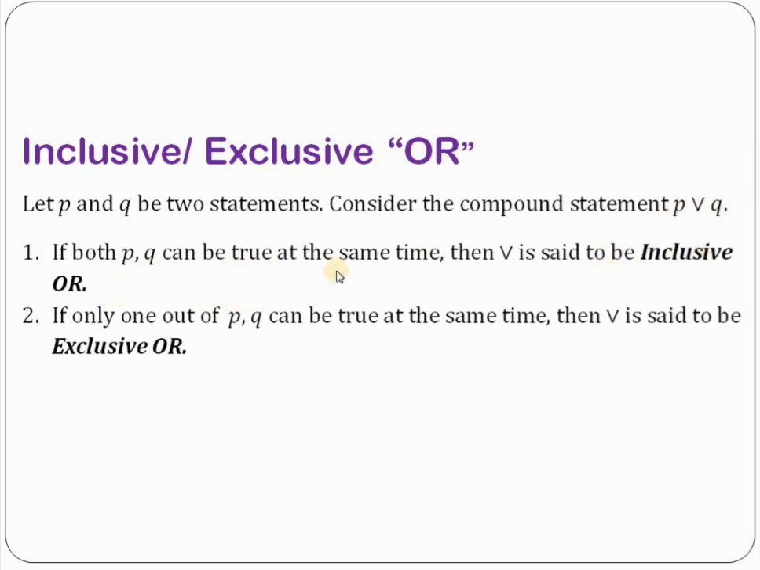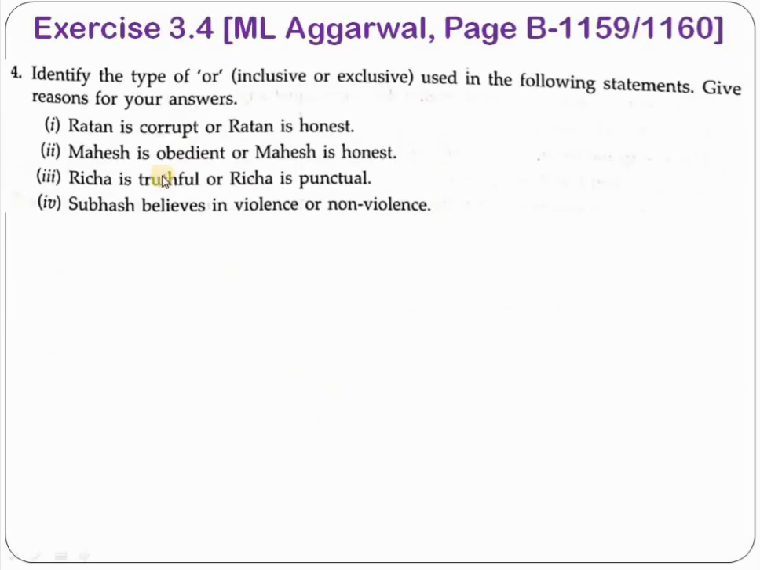Now if out of P and Q only one of them is true at a time, so both are not true, please remember that, then such kind of or is known as exclusive or. All right, if you have understood this, let us go and understand this kind of sum. You need to identify the type of or, whether exclusive or inclusive, used in the following statements.